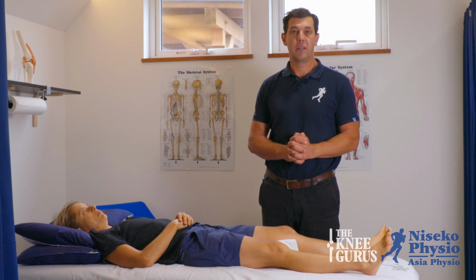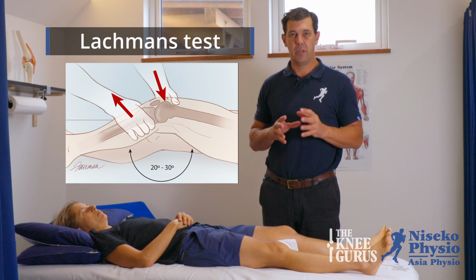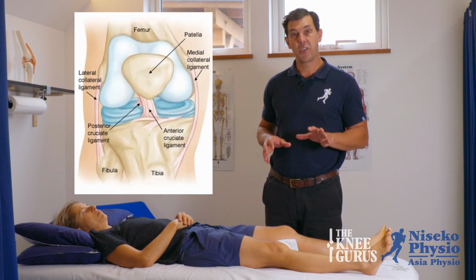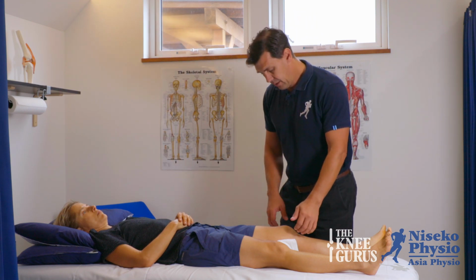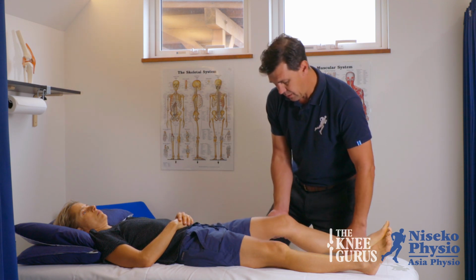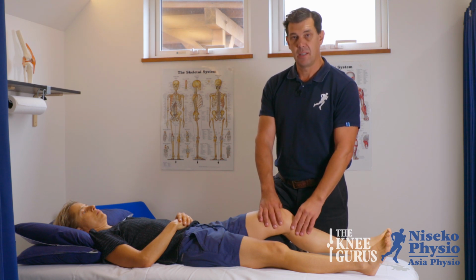All right, the next clinical test I want to run through is called the Lachman's test, and it's a test for the anterior cruciate ligament. In this test, it's really important the patient is relaxed. So what you want to do is try to distract the patient almost. Don't tell them that they're about to have a test done on them, and don't tell them that the test is going to be painful.